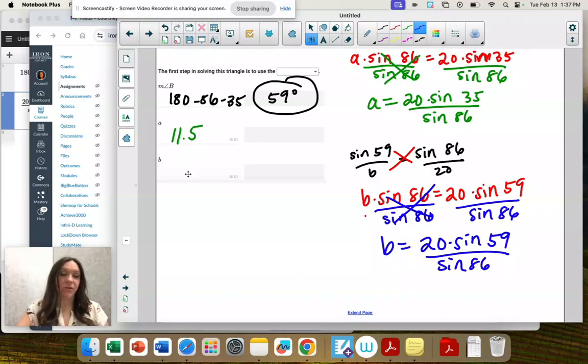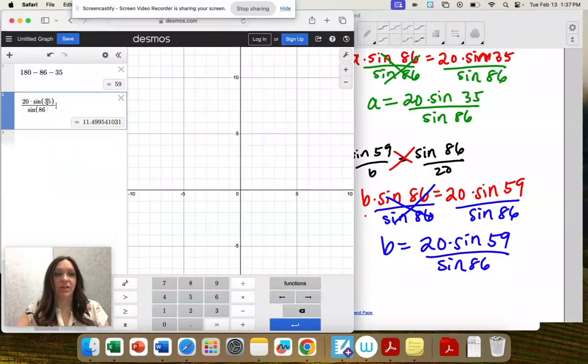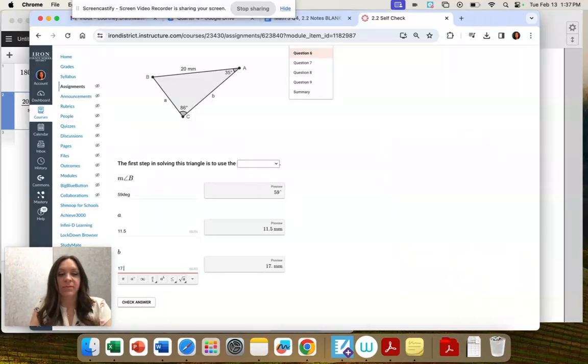And when you solve for one side and you're solving for the other, all I have to change right here is the 59. It's already typed in, so don't delete all your history. And that one rounds to 17.2. And this was law of sines.